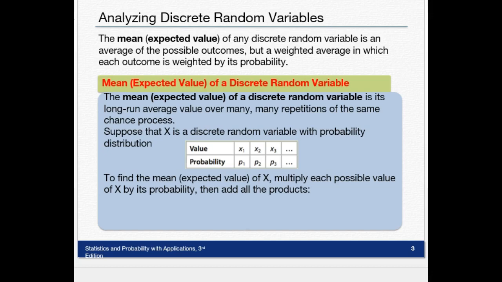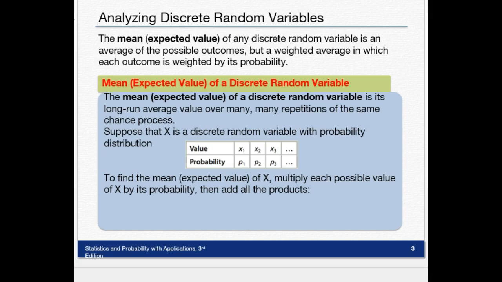So the first thing in analyzing a discrete random variable is the mean, the average. In probability, we call it the expected value of a discrete random variable. It's an average of all the possible outcomes, but it's a weighted average in which each outcome is weighed by its probability. It's a long-run average over many, many repetitions of the same process, okay? To find the mean, or the expected value of x, multiply each possible value of x by its probability, and then you add the products.